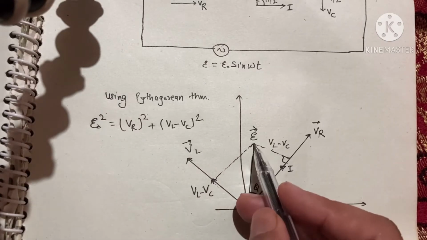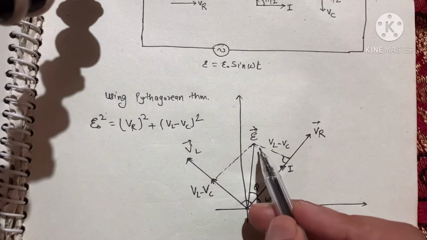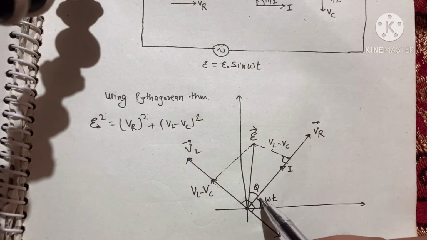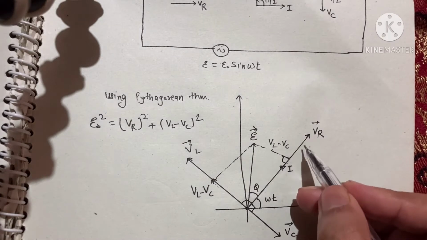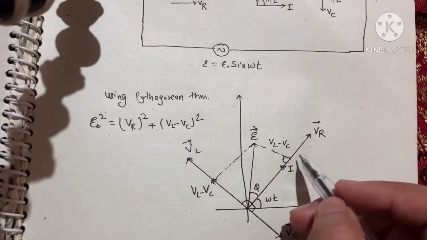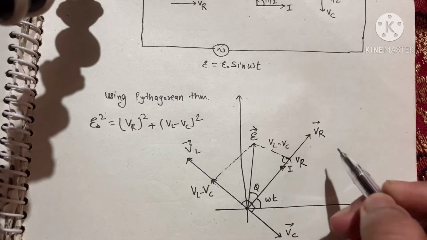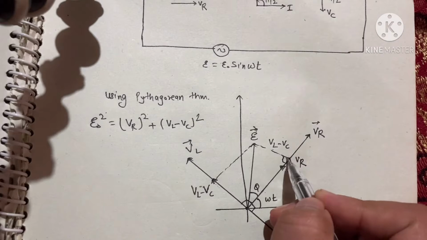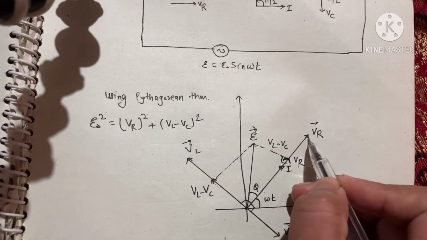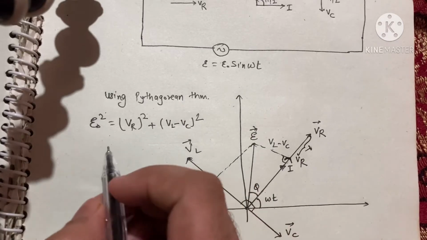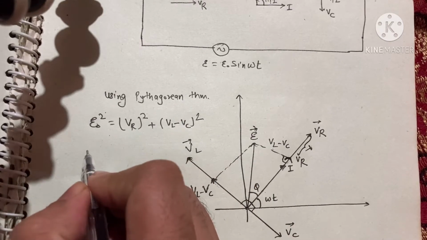Because this is the resultant, and this square is nothing but this square plus this square. And this is nothing but your VR here, and this is VL minus VC. Actually, till here you can make it VR. This part is not needed. Now put the values. So what will you get here?